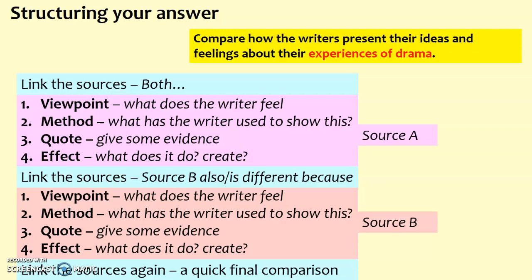Then I move on to that blue box, link them again. You could then say source B also looks at their experiences of drama, but it's different because, for whatever reason. And then you repeat that same structure again. And then finally, at the very end of your paragraph, if you can, try and link them again, almost like a conclusion-type sentence, which just draws those two sources together one more time.